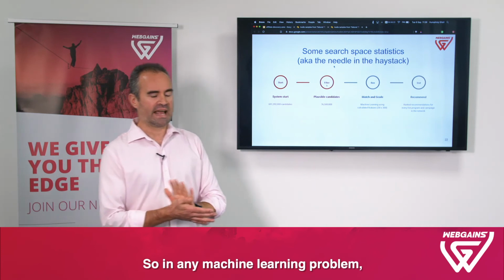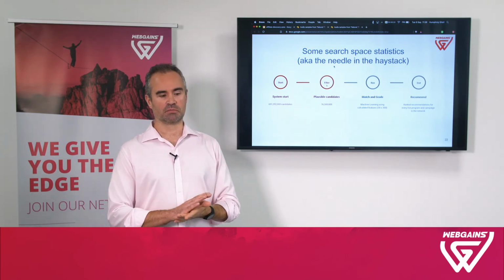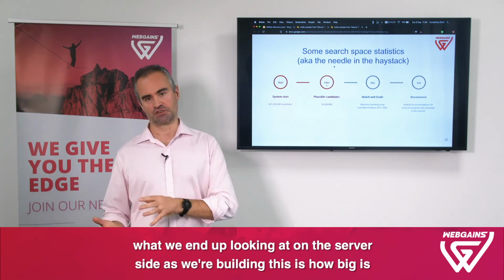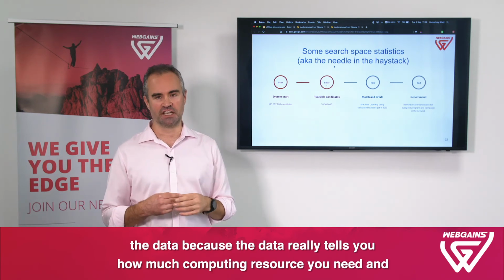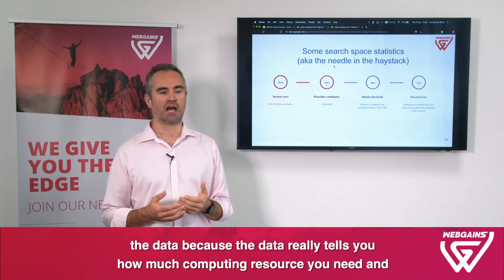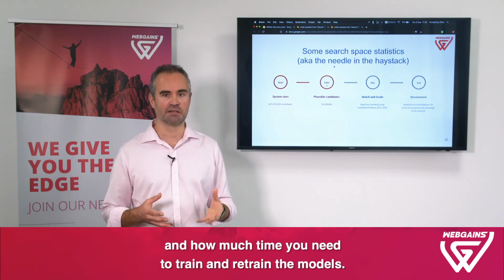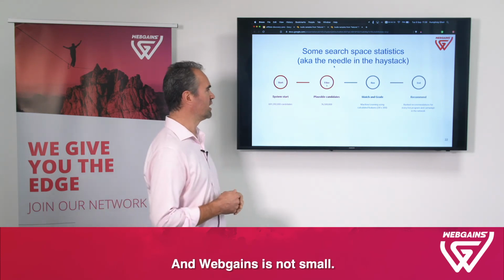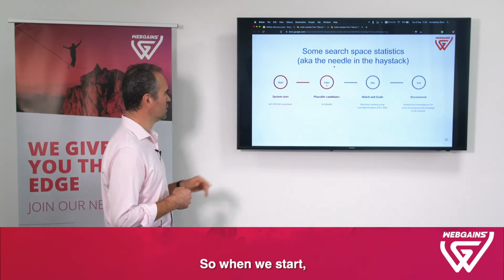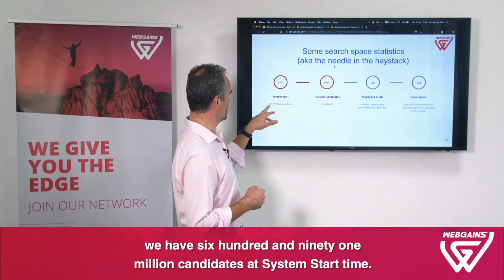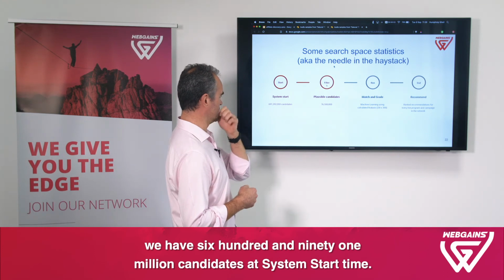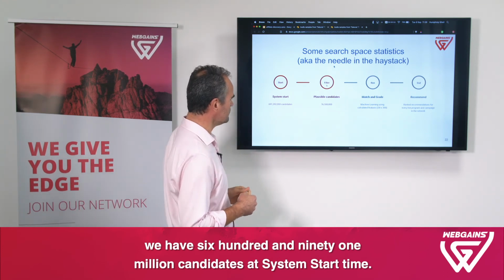So in any machine learning problem, what we end up looking at on the server side as we're building this is how big is the data, because that really tells you how much computing resource you need and how much time you need to train and retrain the models. And Webgains is not small. So when we start, we have 691 million candidates at system start time.